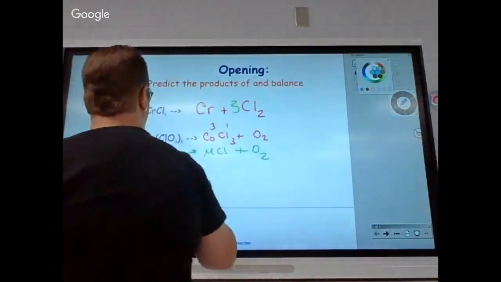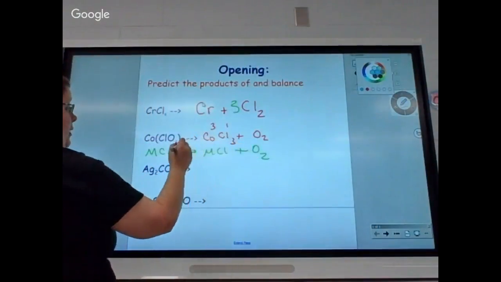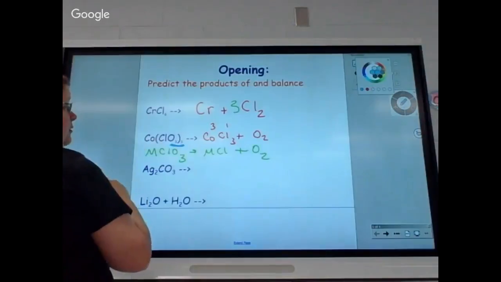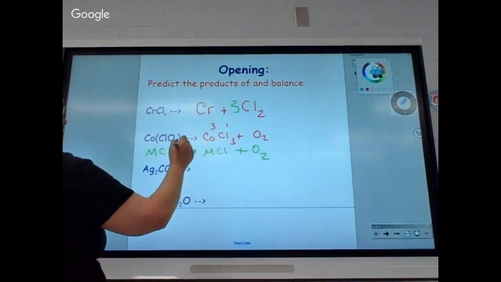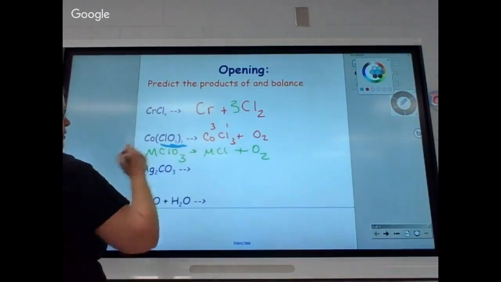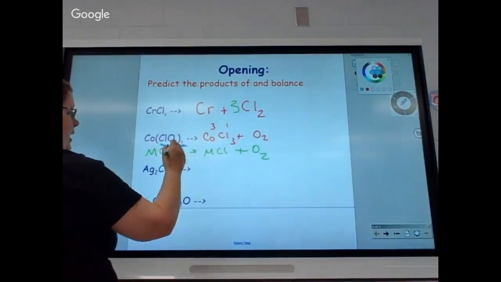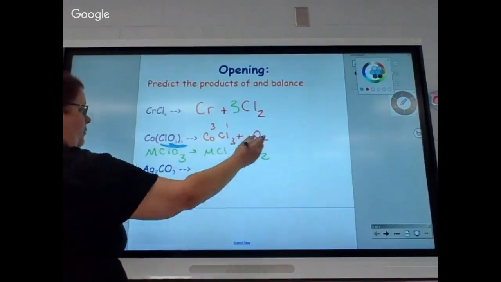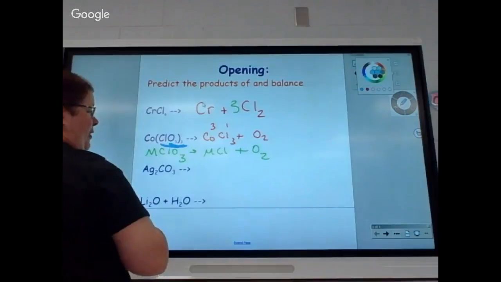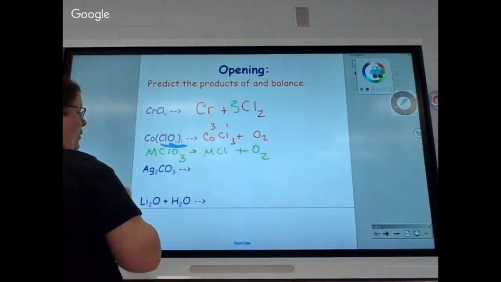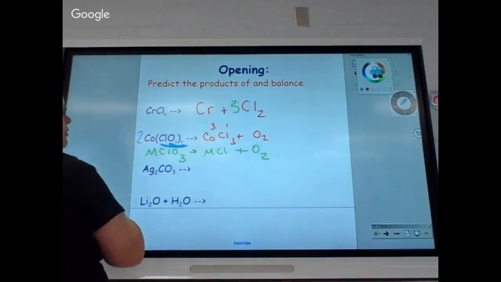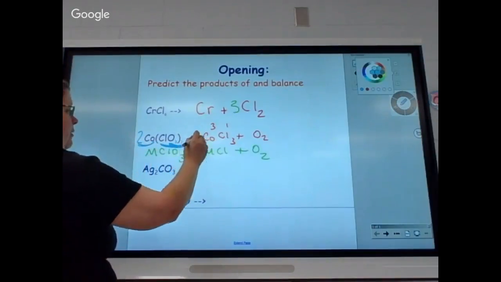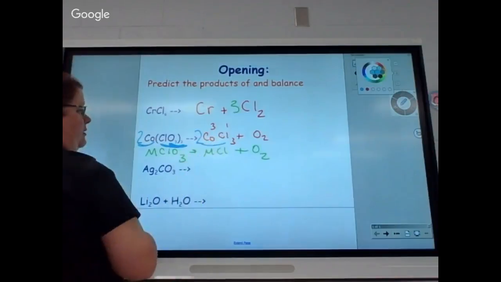So we have a 3, but we have how many O's there? Whoops, I was doing chlorines here. We have how many chlorines? 3, so we're good there. We have how many oxygens? 9. We have how many there? Any way to get 9? Nope. So we got to put what out here? A 2. So I made how many COs? 2. So I need to put a what here? A 2.